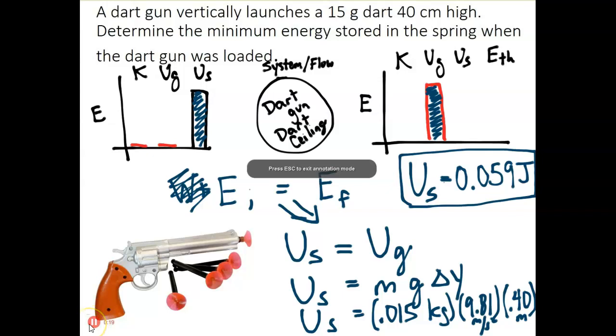So that's how you use the LOL chart. We started off with a pretty simple example here just to get the basics down, but you get the idea of keeping up with all your types of energy, then using the equations for those types of energy and making sure they're equal before and after.